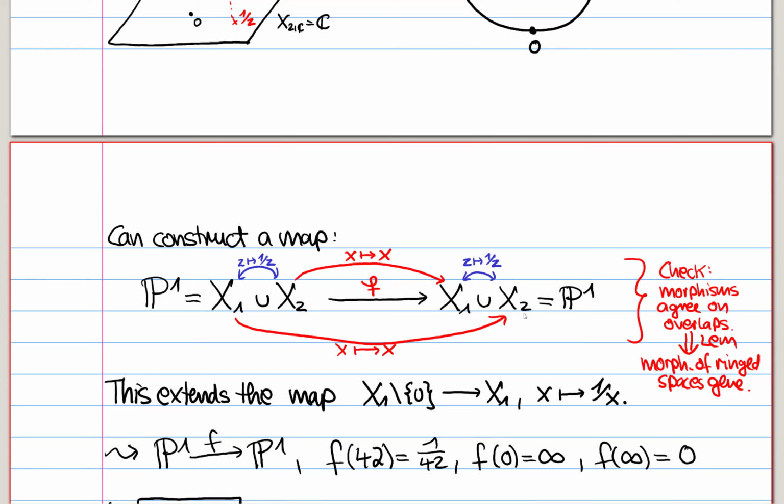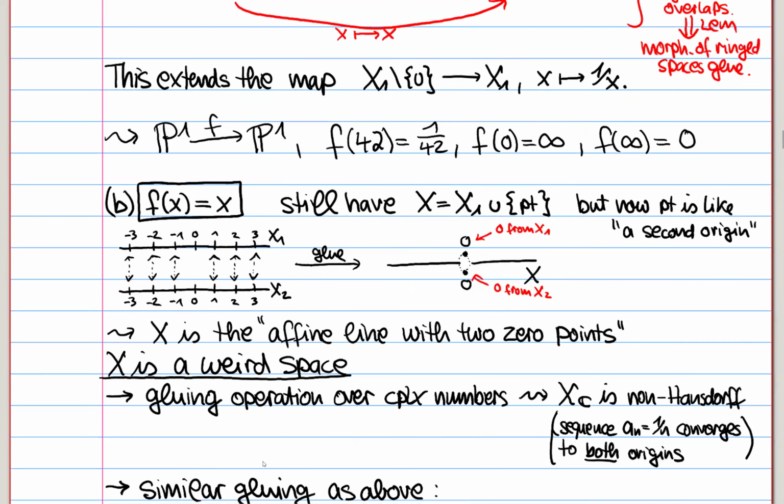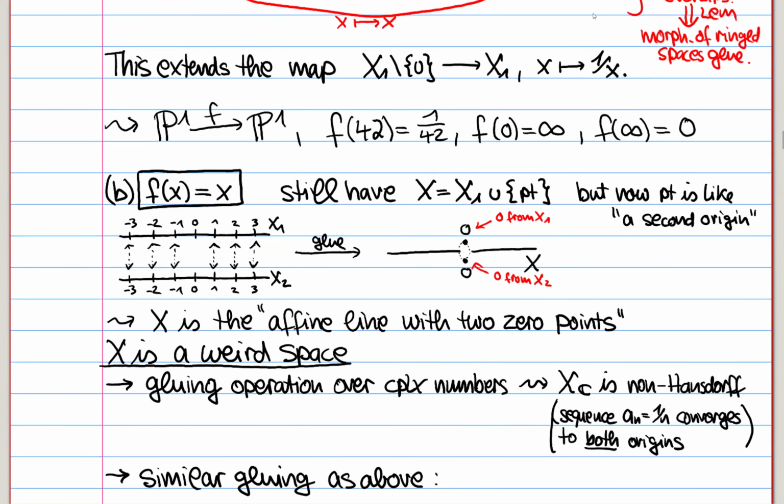So we have constructed our first pre-variety, which turns out to not be an affine variety, and we have constructed the first map from this to itself. Very nice. There's a second way of patching the two affine lines, where the transition function is f of x equals x. So this means 1 is identified with 1, 2 with 2, 3 with 3, and so on.